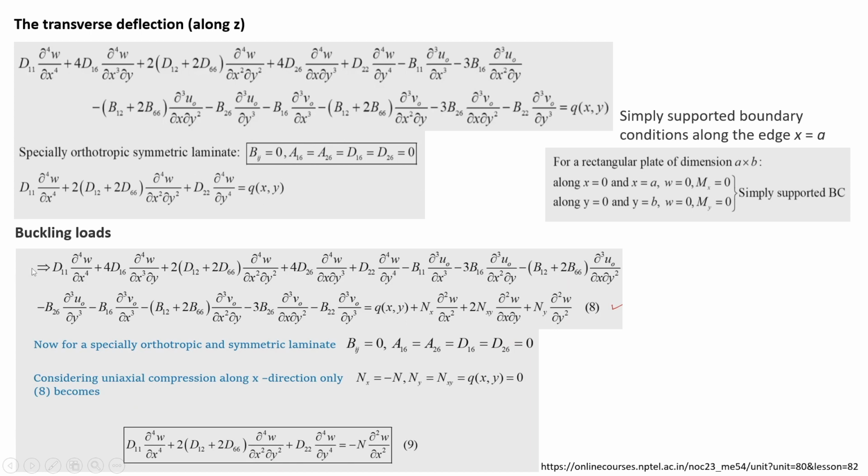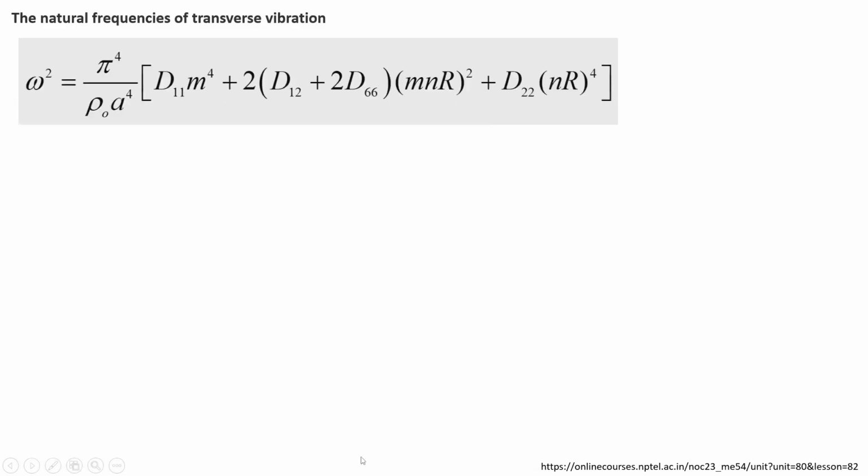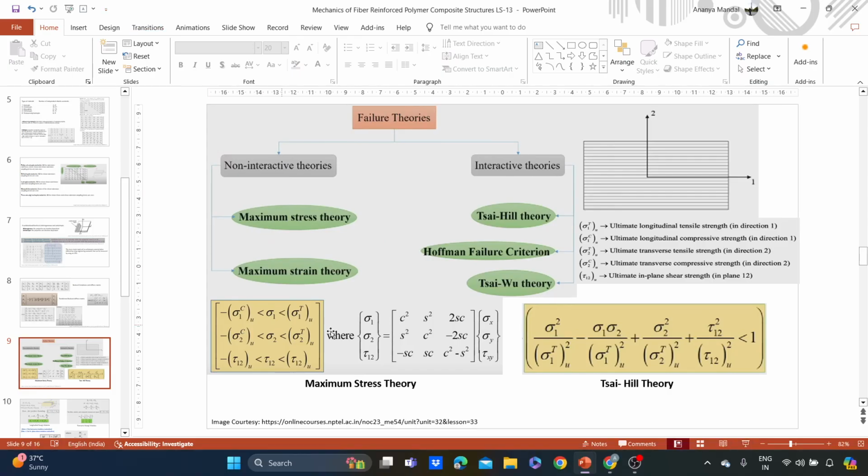Similarly, in buckling load, this is the final equation. And by putting the conditions of specially orthotropic and symmetric laminate, the final equation gets condensed to this one. And finally, the natural frequency of transverse vibration. So this is the direct equation from the literature that is used to find the natural frequencies of transverse vibration. So these are all the equations and the concepts that we have studied and have done assignments on. So it was just a revision.